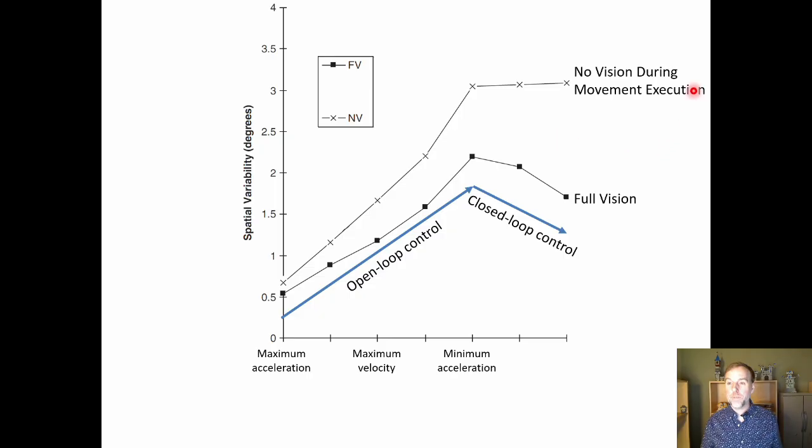So when we get rid of vision during movement execution, what we see is this increase in spatial variability, which we also saw in this other condition, but then we see it plateau. We see it increase and it gets to a maximum amount and then it just persists. It doesn't get smaller to allow us to home in on the target with closed loop control.